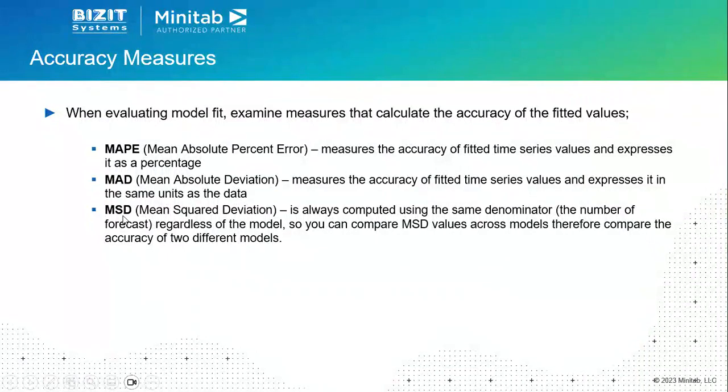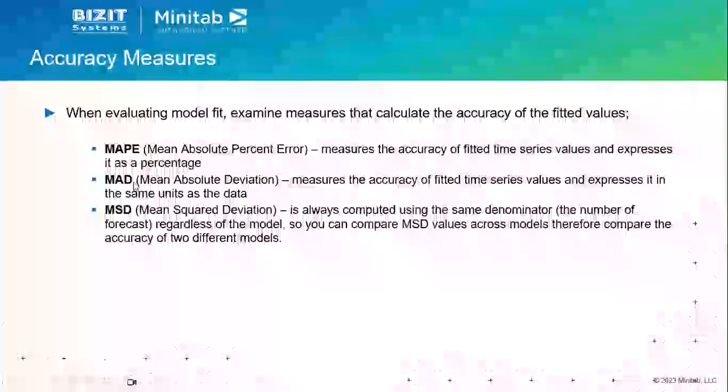Or maybe you can look at the MSD. The mean squared deviation is always computed using the same denominator, so you can compare MSD values across models, therefore comparing the accuracy of two different models. Actually, we do not focus on only one; we look at all three of these accuracy measures. In regression we also have this kind of measurement, but there we look at R-squared. For time series, we have MAPE, MAD, and MSD.